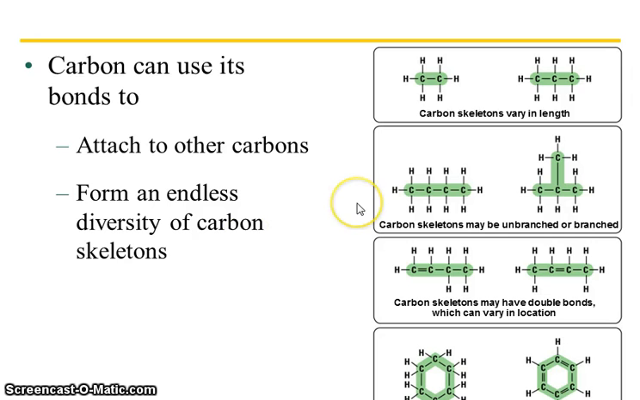Okay, here's some different examples of carbon backbones. So you've got carbons attached to each other. You usually have lots of hydrogens with it. You can have double bonds to the carbon, and that can kink it, change the structure slightly. And you can have ring-based carbons, like steroids.